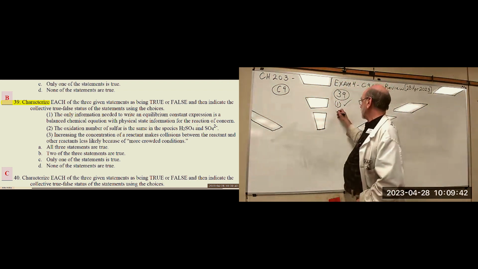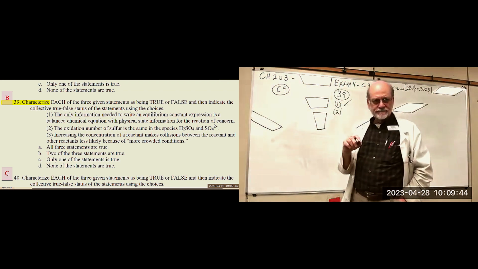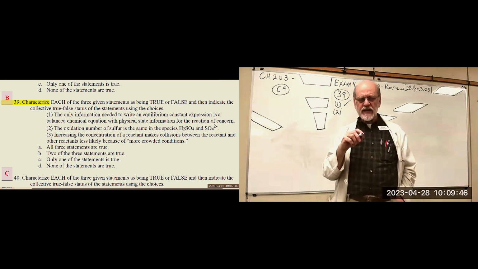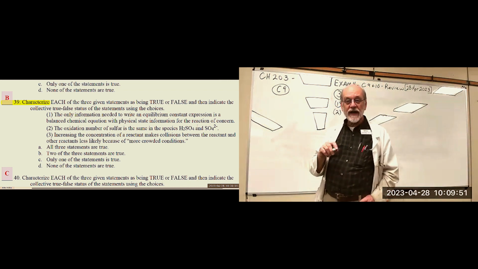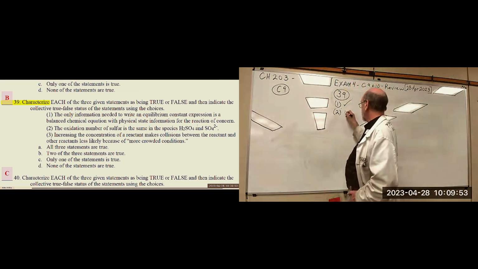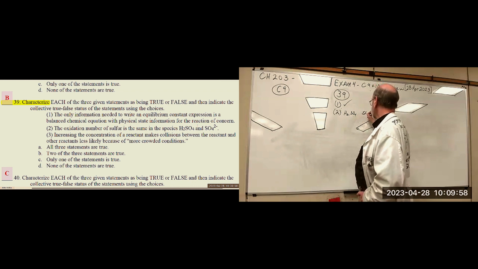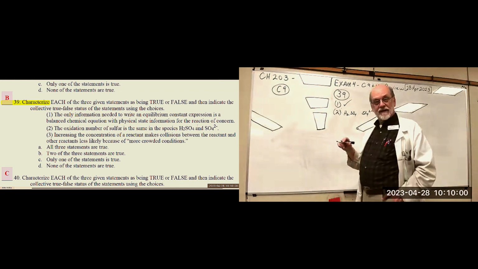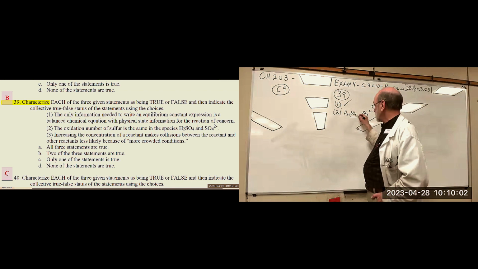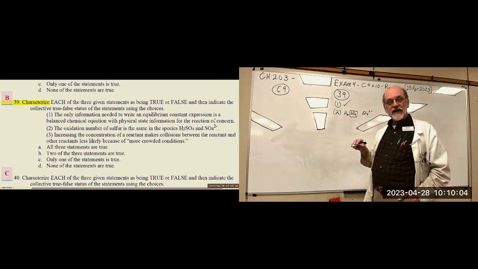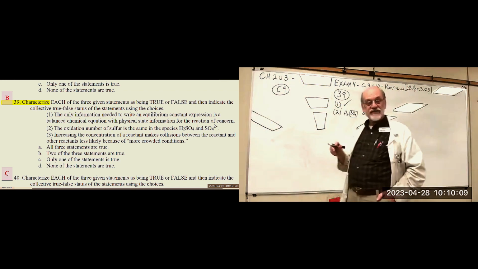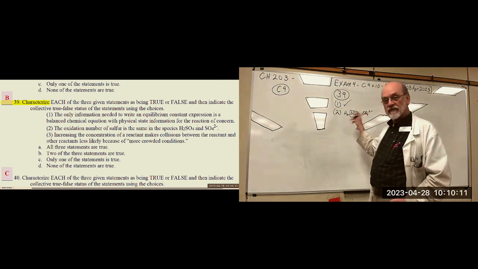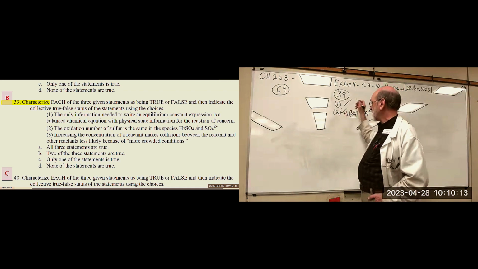How about 2? The oxidation number of sulfur is the same in the species H2SO4 and SO4 2-. What is this right here? That's the polyatomic ion, sulfate. Sulfur has to be the same oxidation number in both of them. That one's true.